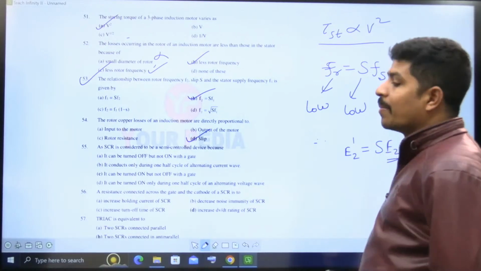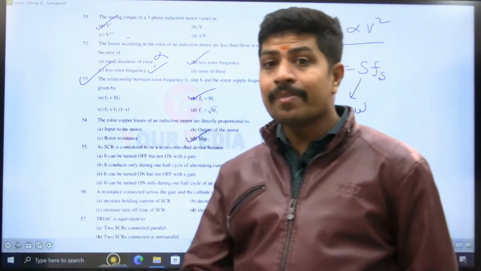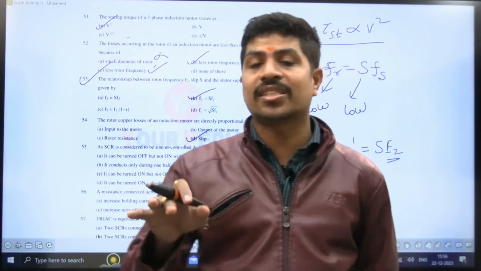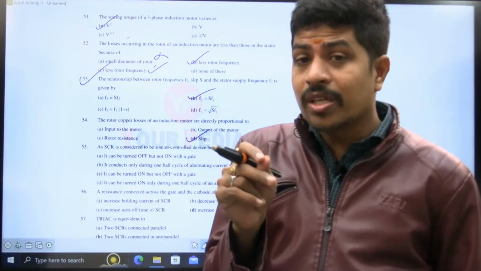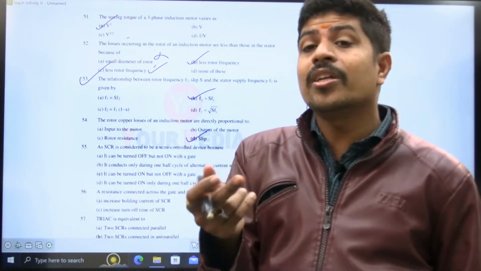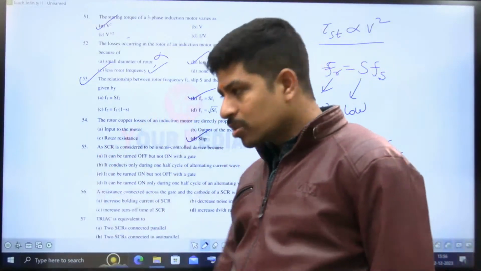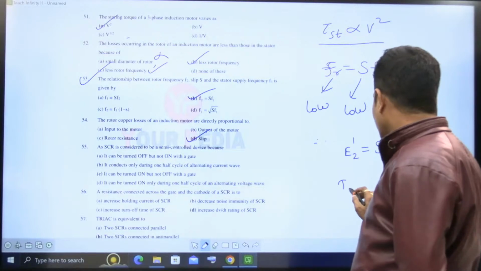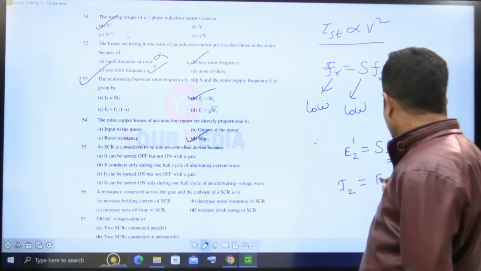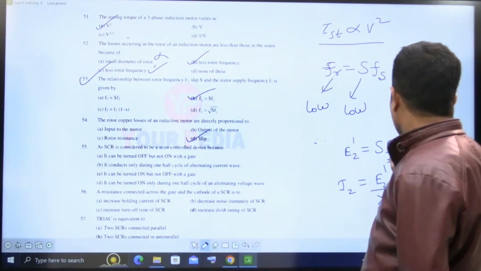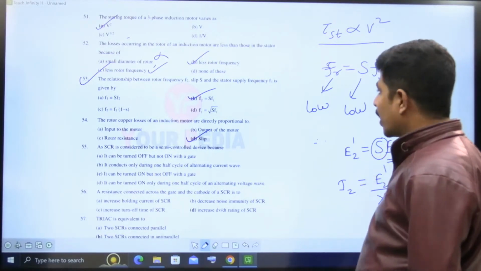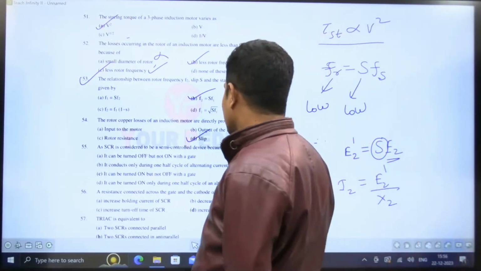E2 is the standstill EMF. E2 is the EMF induced in the rotor when it is standstill. But when it is rotating, the difference of rotation is going to create slip. The induced EMF in the rotor is directly proportional to slip. Then, if I want to take I2, I have to take E2 dash by X2 if I neglect the resistance. Therefore, that is directly proportional to slip.